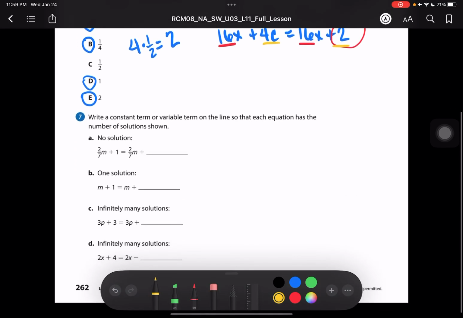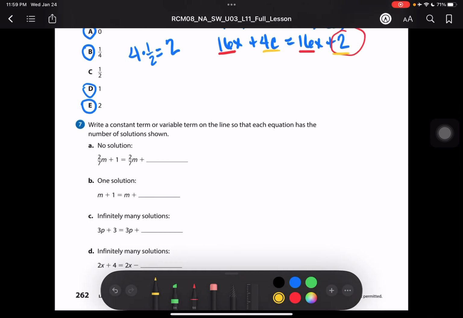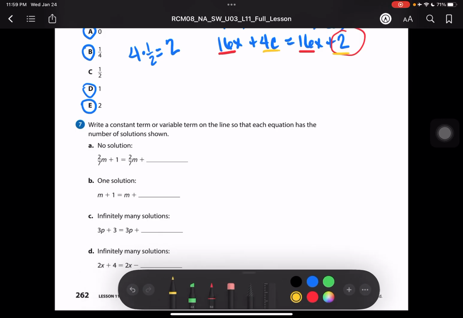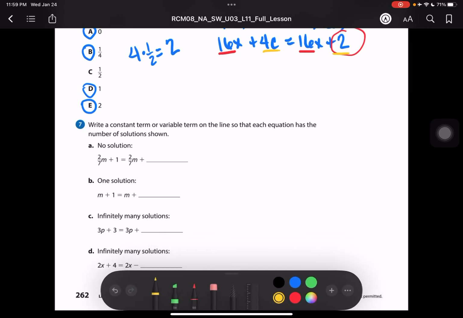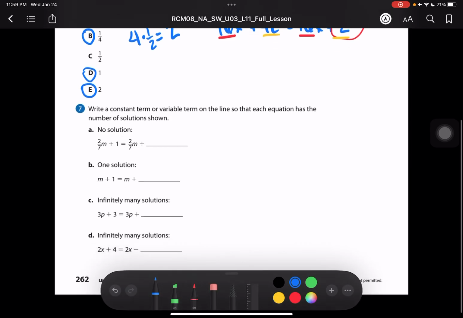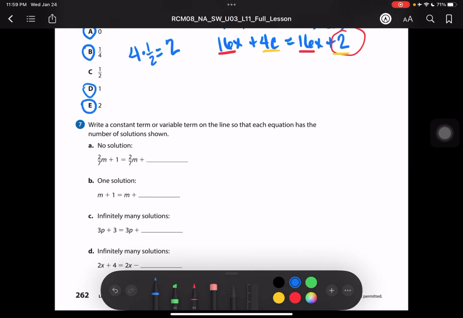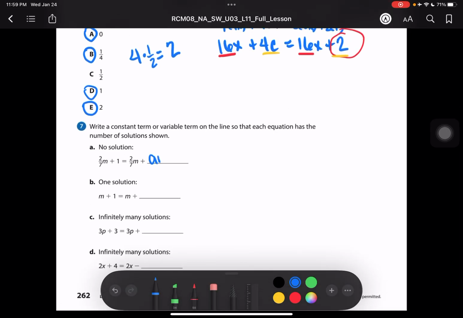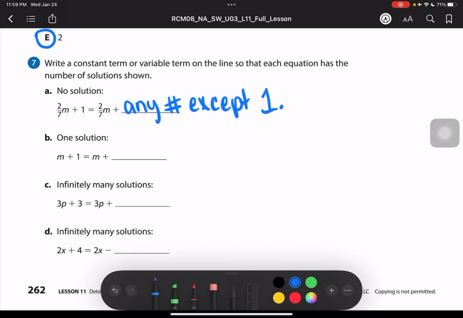Number 7, write a constant term or variable term on the line so that each equation has the number of solutions shown. If I want for letter A no solution, it can be any number except what? Except 1. So you could put any number on the line except number 1 and you're correct.